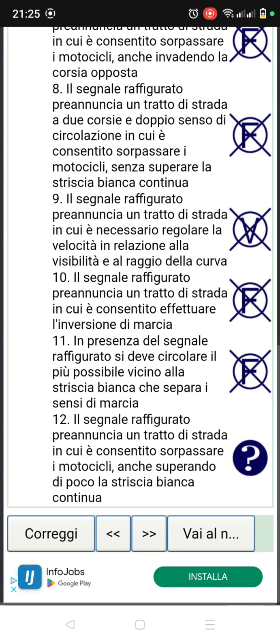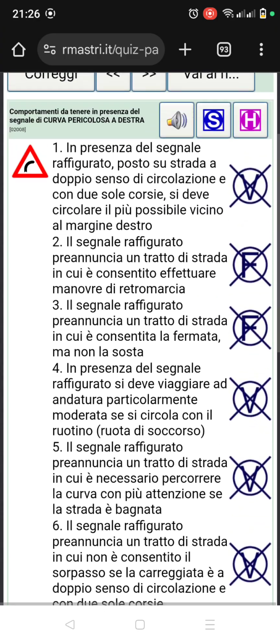It's false. Number 12. Il segnale raffigurato pronuncia un tratto di strada in cui è consentito sorpassare il motociclo anche scavalcando di poco la striscia bianca continua. No, it's false. So this sign figure is announcing a section of the road in which overtaking motorbikes is allowed, even overpassing the continuous white line by a little. No, it's false. You can't do that. You will cause an accident. So let's correct it and see.